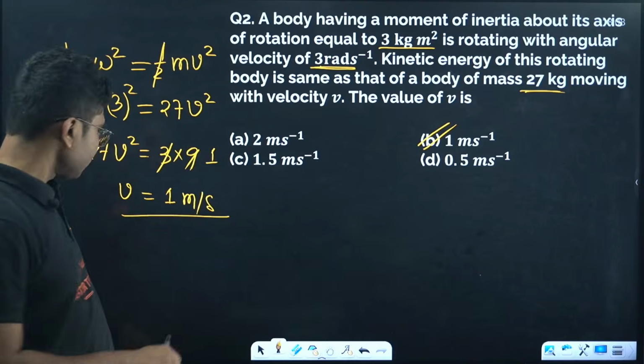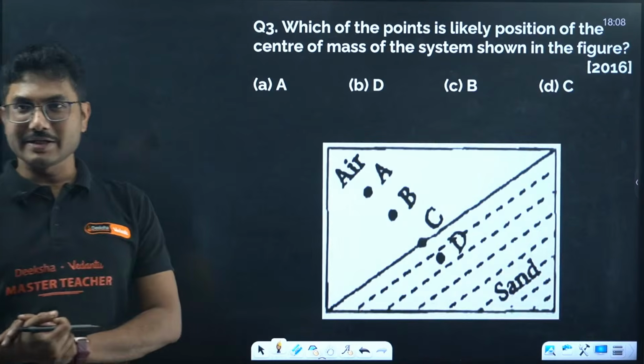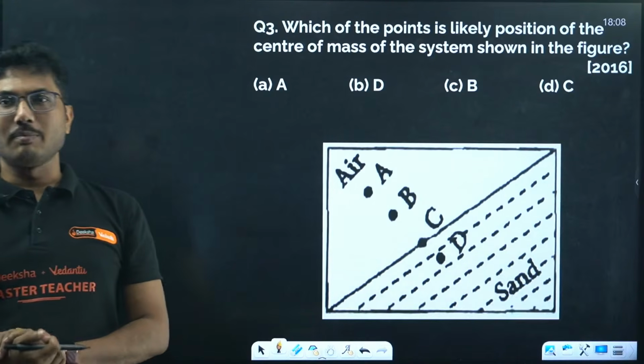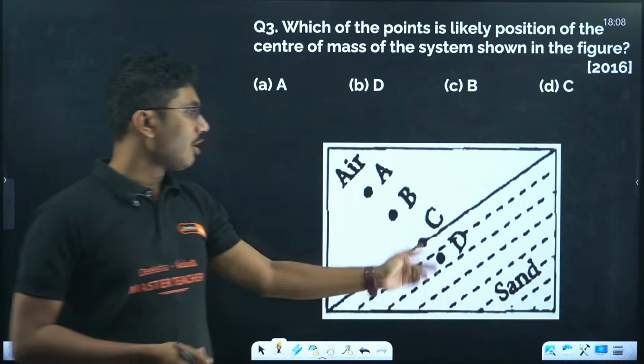Okay, now let's move on to question number 3. Another interesting question: which point is likely the position of the center of mass of the system shown in the figure? Okay, what is the center of mass of this system?